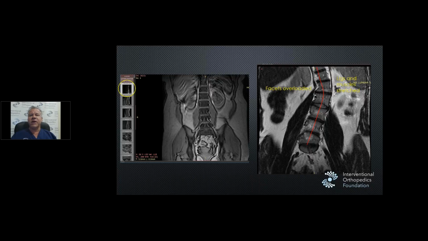Again, something to consider is that you may have to look at the scout image in order to be able to see the lumbar spine in coronal. But recognize the side of the concavity is where you get facet overload, and on the other side you've got ligaments and muscles that are stretched. So on the facet overloaded side, obviously you may want to consider treating those facets with biologics.